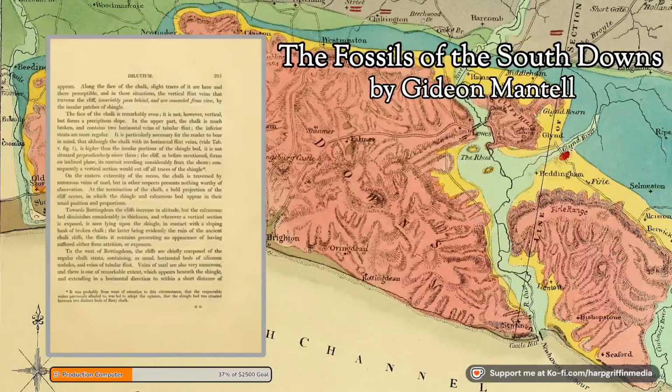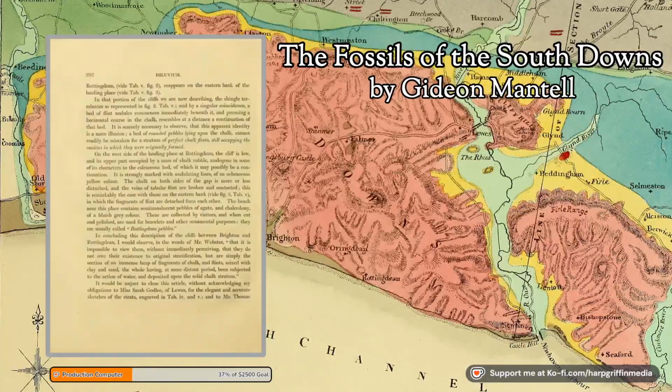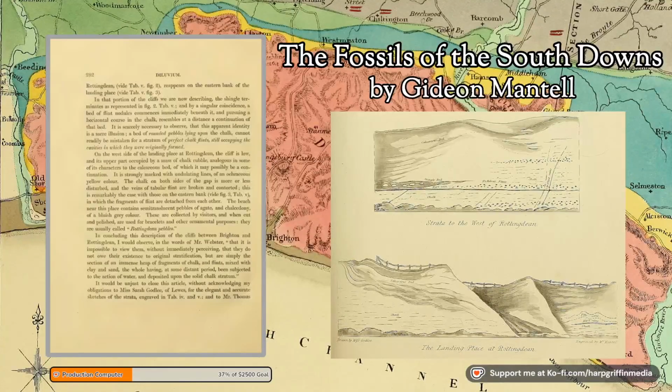To the west of Rottingdean, the cliffs are chiefly composed of the regular chalk strata, containing, as usual, horizontal beds of siliceous nodules and veins of tabular flint. Veins of marl are also very numerous, and there is one of remarkable extent, which appears beneath the shingle and extends in a horizontal direction to within a short distance of Rottingdean. C, Tablet 5, Figure 2, reappears on the eastern bank of the landing place. See Tablet 5, Figure 3.